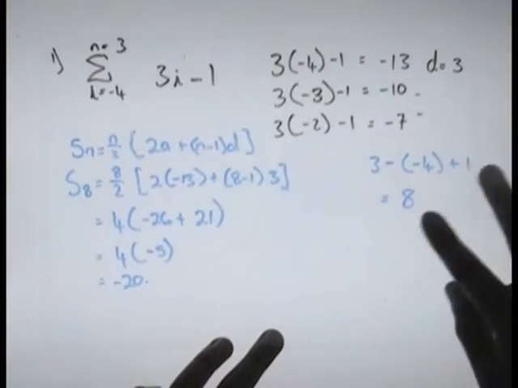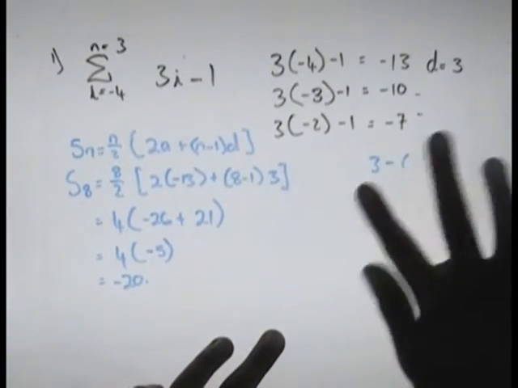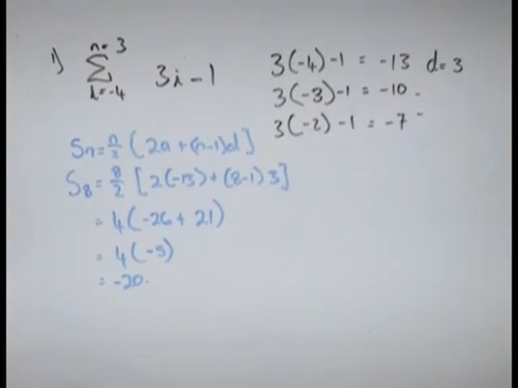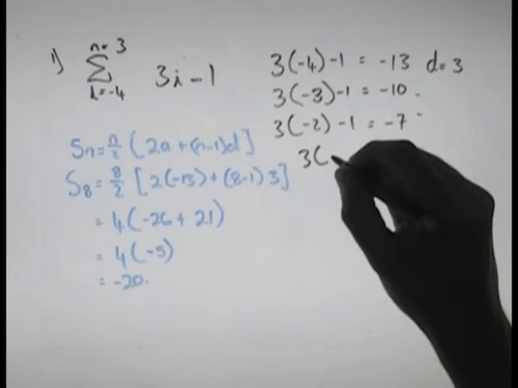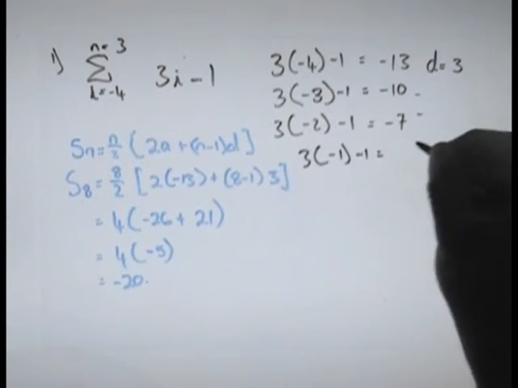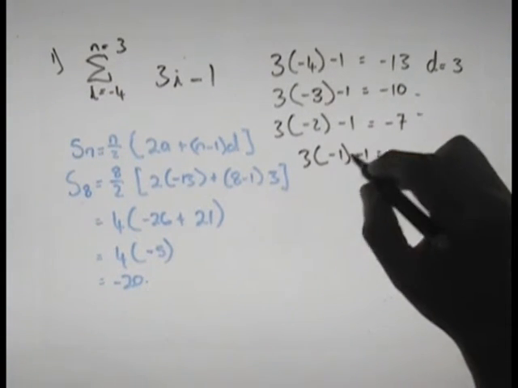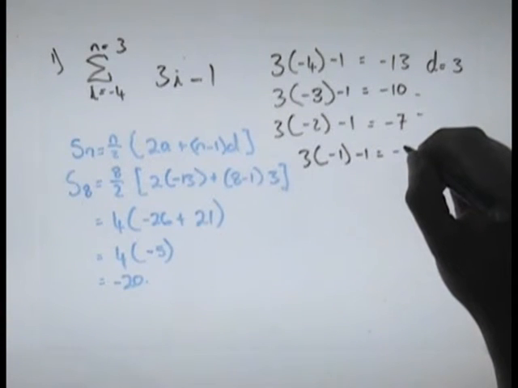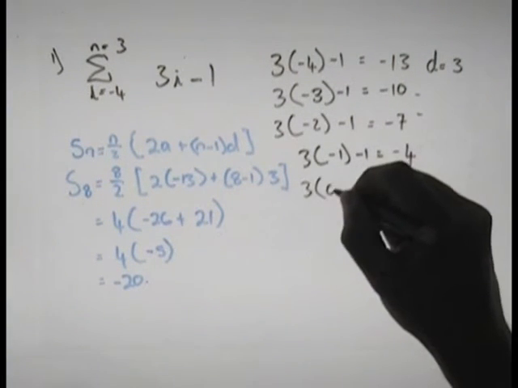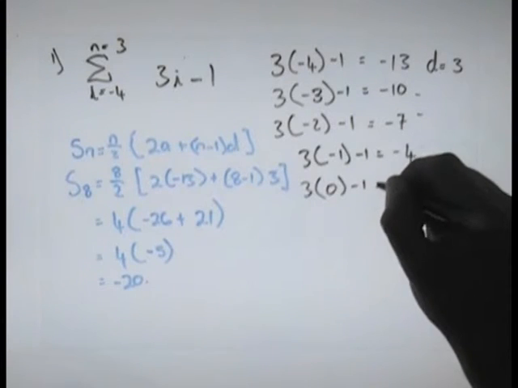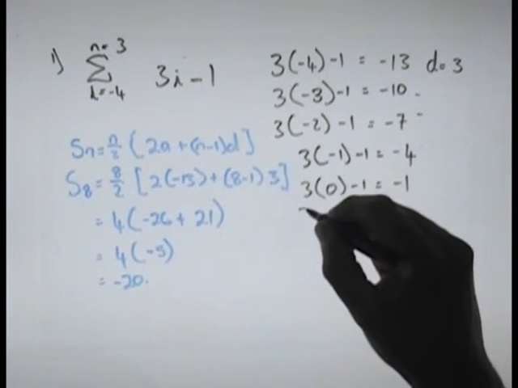Because we're only going up to n is equal to 3, so that's an easy one to do. So our fourth term is going to be 3 multiplied by negative 1 minus 1, which is equal to negative 3 minus 1, which is negative 4.